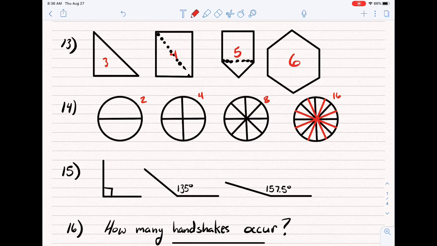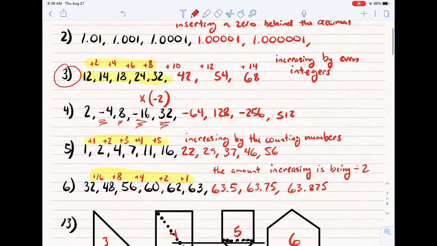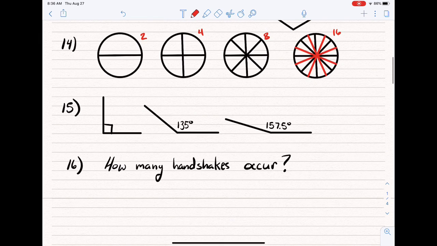Okay. Number 15 is probably the problem that most everybody gets wrong. Okay. Not everybody gets it wrong, but a lot of people get it wrong. It really is very similar to number 6. How much it's increasing by is getting cut in half. But it's hard to tell that when there's only so few parts of the sequence.